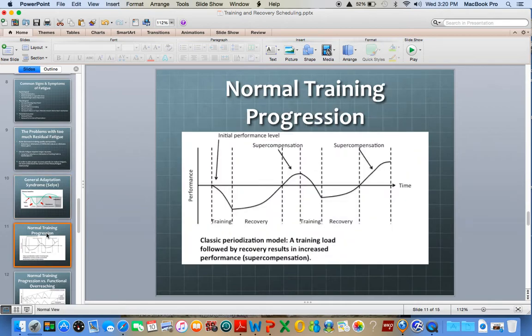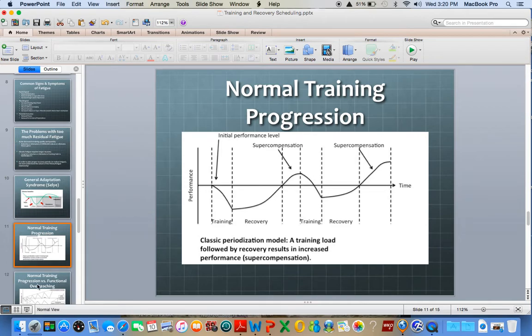Then I kind of start off with the first type of training, which is normal training progression, which is kind of how we allow pretty much complete recovery before we do another training session, and then for each time. And this is a way you can make gains, no doubt about it, right?